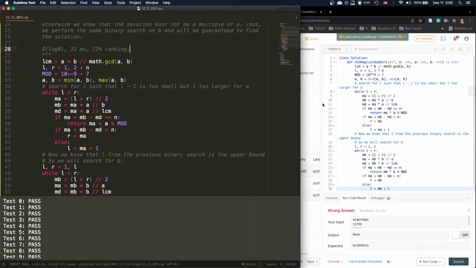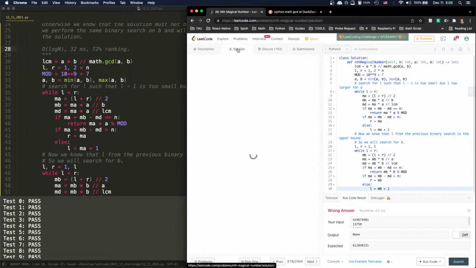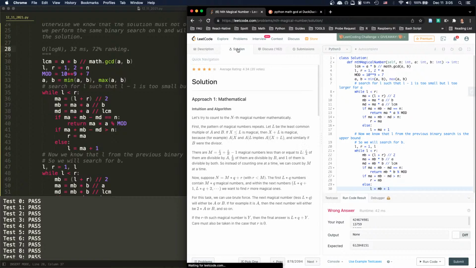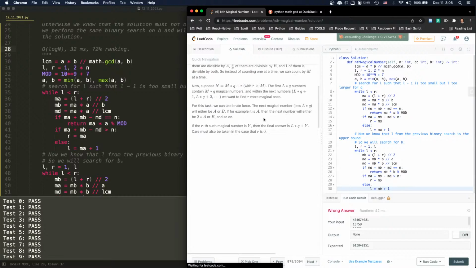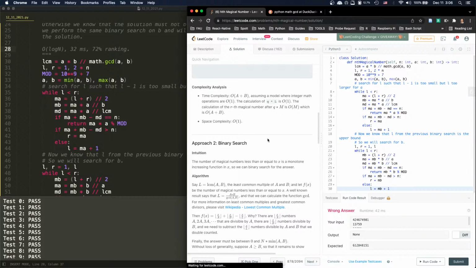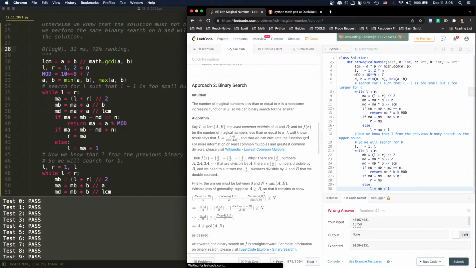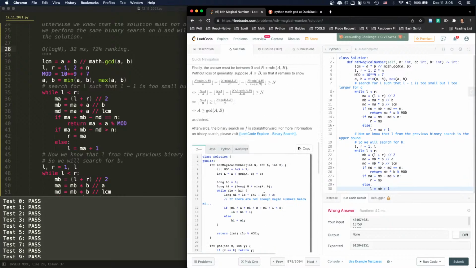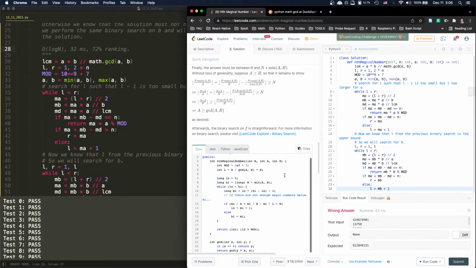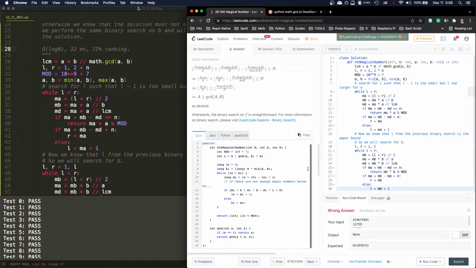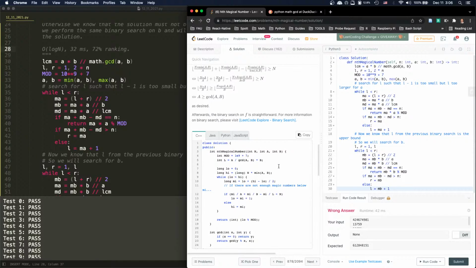Pretty good. I think the solution is very straightforward. Oh, we have a math solution. Binary search. I think this is the one we do. Oh, that's different. I only do one round of binary search.